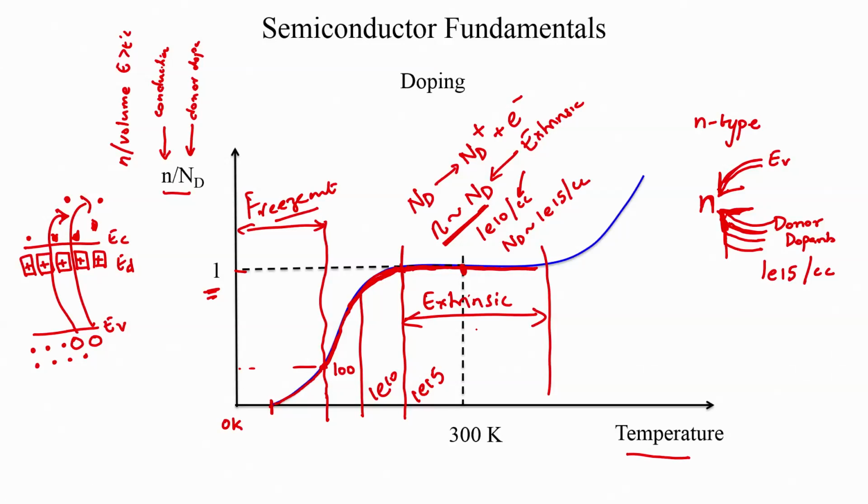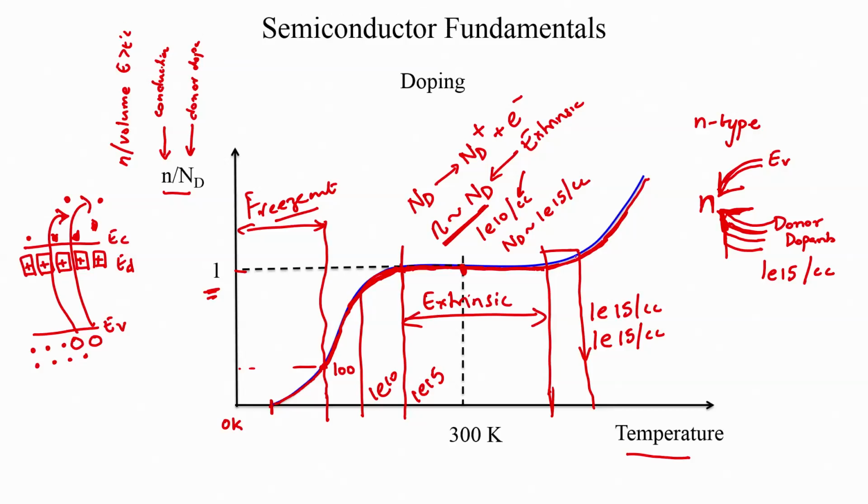Now, there will be a temperature where the valence band contribution starts to match the donor contribution. So, let us say at this temperature, the donor contribution was 1E15 per cc, the valence band contribution will match this contribution, and you will start seeing the N by Nd starting to get greater than 1. So, the N has increased beyond Nd and the N by Nd curve will begin to climb up.